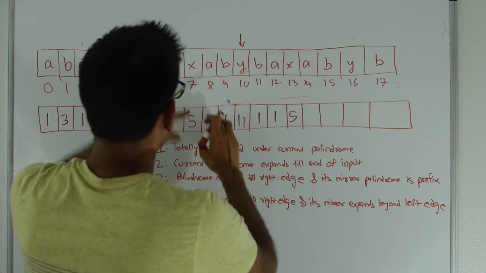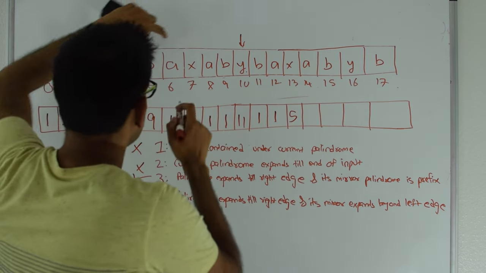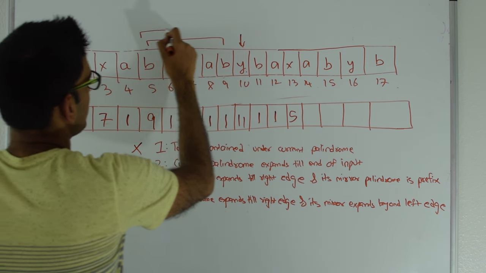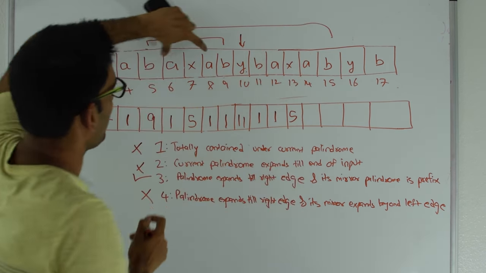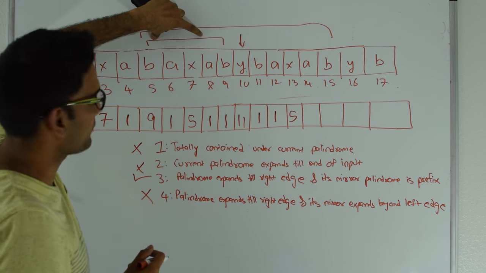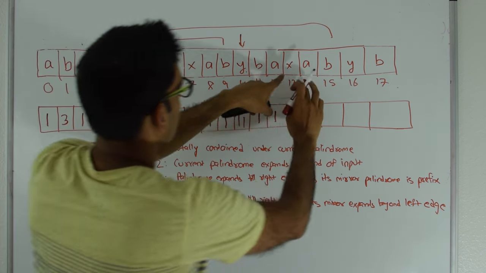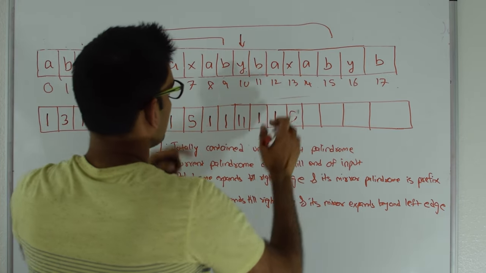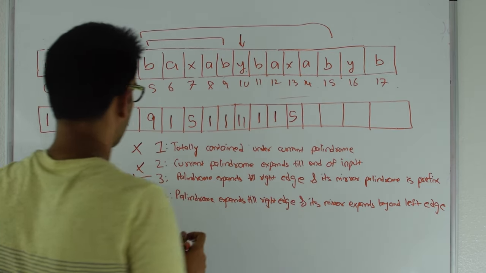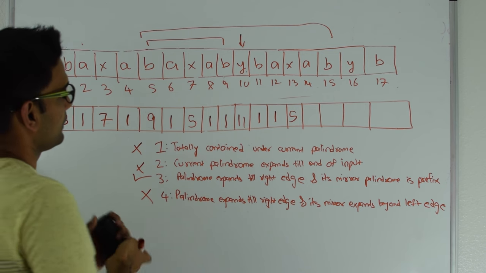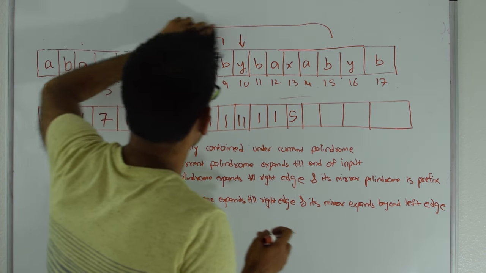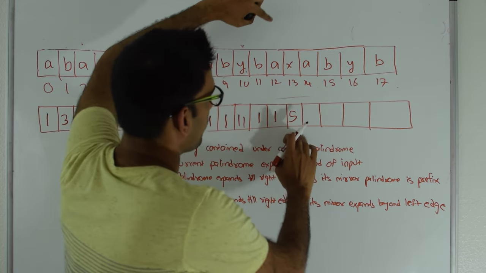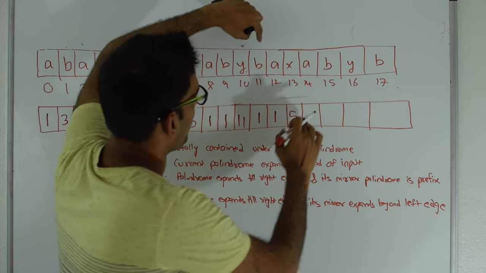So palindrome with center X was here to here. And our current palindrome is from here to here. So palindrome under center X is a proper prefix of this guy. So this guy here will go all the way till the right edge. And so this guy will be our new center because it's a case number 3. So this guy becomes our new center, 5.